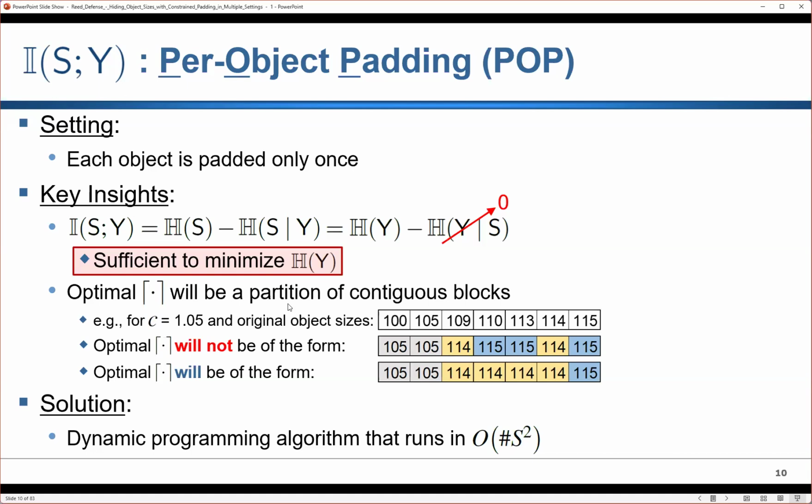So what does that mean visually here? I have an example of object sizes, and let's say the padding factor is 1.05 in this setting. Whatever the optimal padding scheme is, it's not going to be of this form here where we have these padded sizes interleaved with one another. It would instead look like something along the bottom here, where again we have these contiguous blocks of padded sizes. And then given this form, we provide a dynamic programming algorithm that runs in quadratic time based on the number of objects available on the object store.